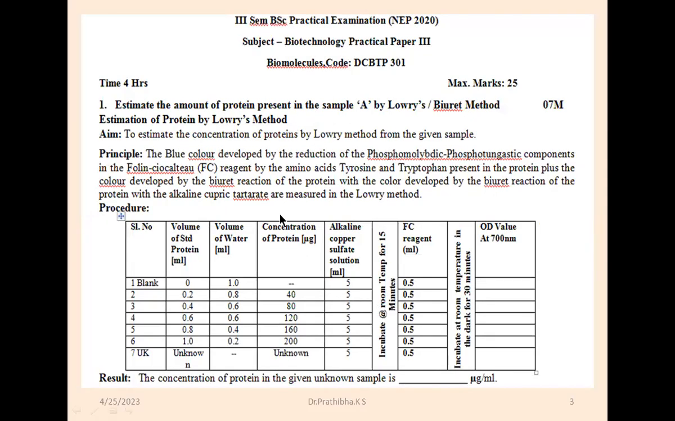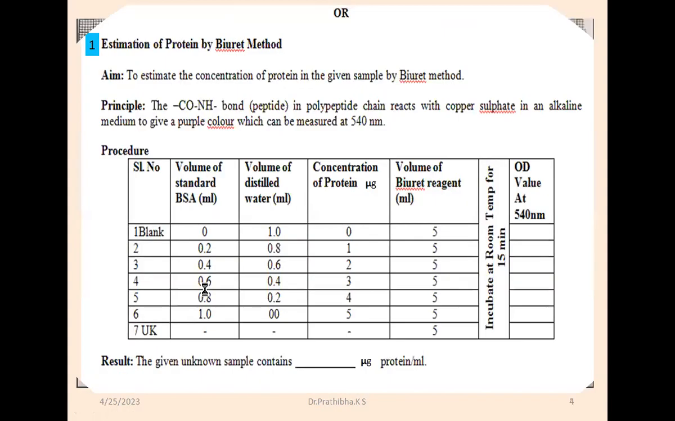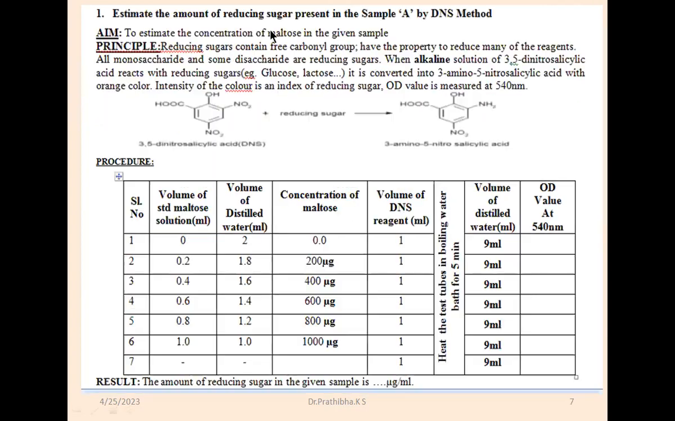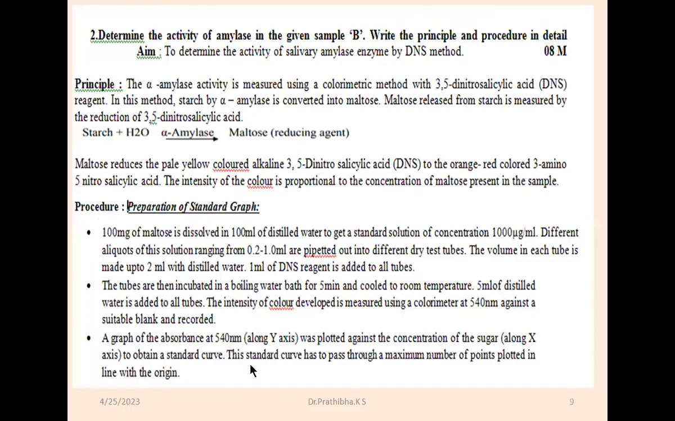For Lowry's method, whatever is given here, principle, procedure from tabular column, graph, result is must. Okay. Next one is the pyruvate method, principle, the tabular column, graph, and this result is very, very important. Then for DNS method also, same thing, principle, procedure in the form of tabular column, then graph, and then result is very, very important.